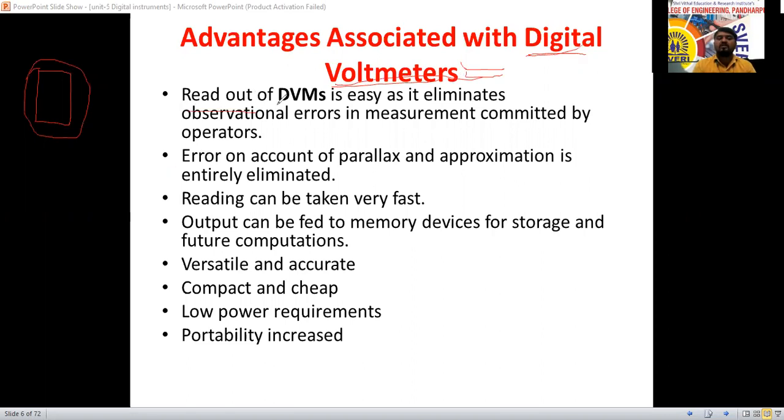Readout of digital voltmeters is easy as it eliminates observational error. I will consider that one. Look from a cross angle: I say this value is 12 and write it here, from here 11, and here 10. How much can you say here? According to this, you consider 12 and a half. From this side, it looks like 10 and a half. So these are the observational errors, whatever you have studied in the first unit. Those observational errors we can eliminate by using digital voltmeters.